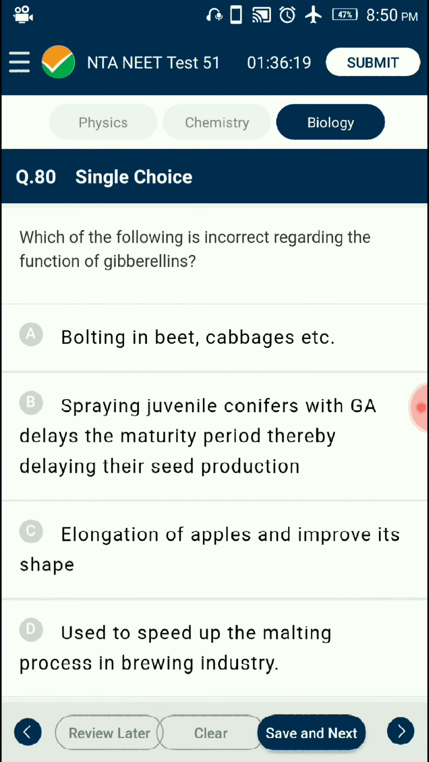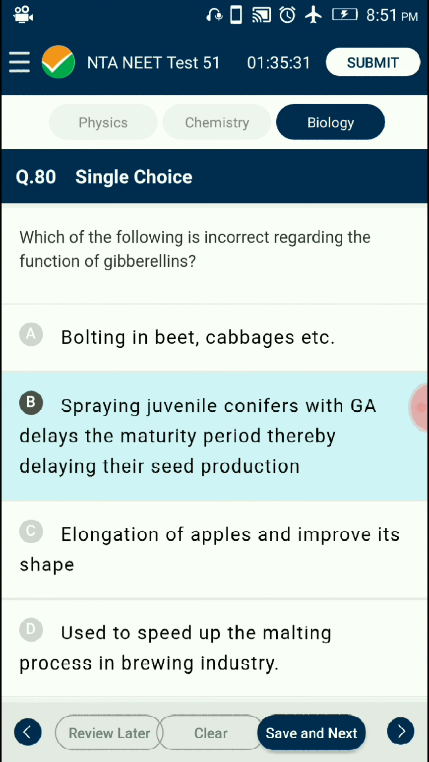Question number 80. Which of the following is incorrect regarding the function of gibberellins? Gibberellins are a group of hormones which promote plant growth. Gibberellic acid was the first discovered gibberellin and is the most widely used. It can be used to hasten the maturity period of juvenile conifers by spraying on them, enabling early seed formation. So the answer for this question is option B.